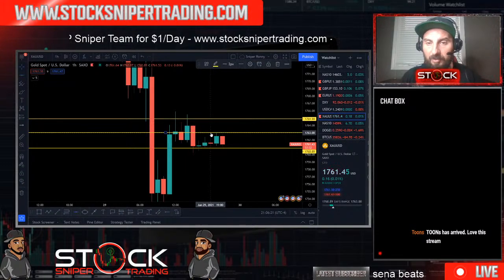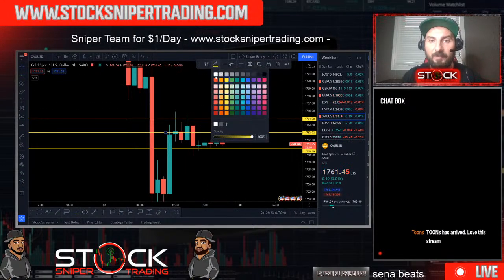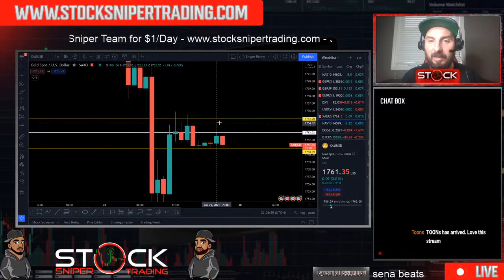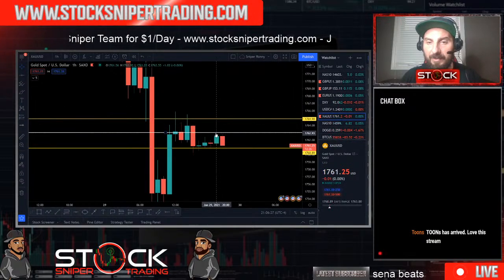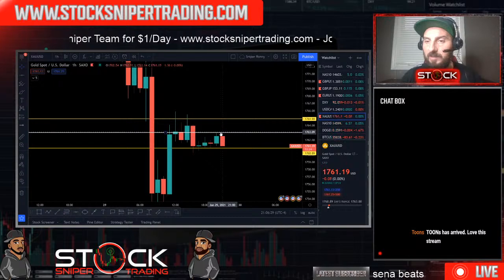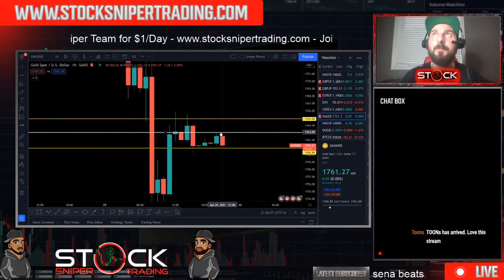Okay, and what I'm going to do, guys, is change the color to white. White will be for hourly, and yellow is for daily. So when we hit this, this is our hourly resistance now at this price, 1763.